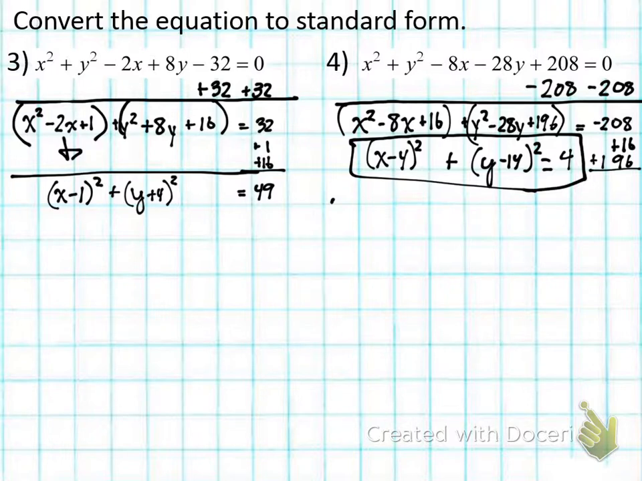r squared is 4, radius is 2. This is the right answer, but we know the radius is 2. I know this is a big equation. We're trying to also make that transition from seeing this into making it a circle. Center, radius.